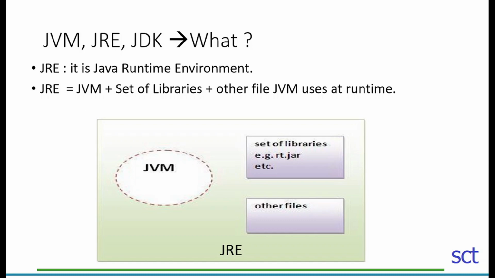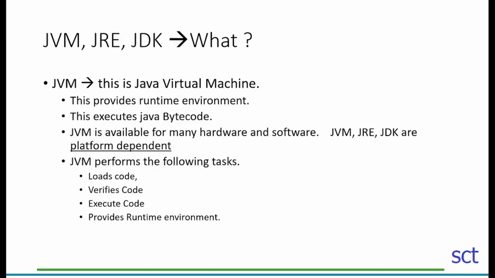JRE is actually a combination of JVM and a set of libraries and other files. Let us look at JVM here. This is the Java virtual machine. It provides the runtime environment and executes Java bytecode. JVM is available on many hardware and software platforms. JVM, JRE and JDK are platform independent. JVM has the following tasks: it loads the code, verifies the code, executes the code and provides the runtime environment.